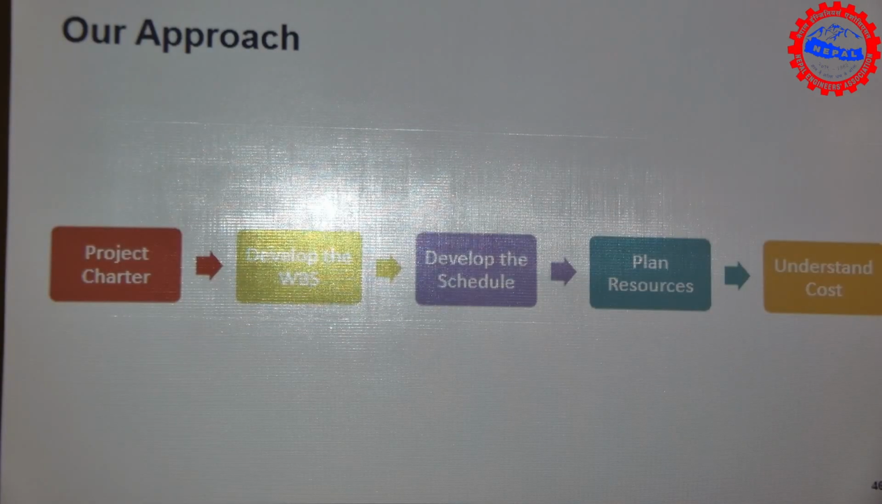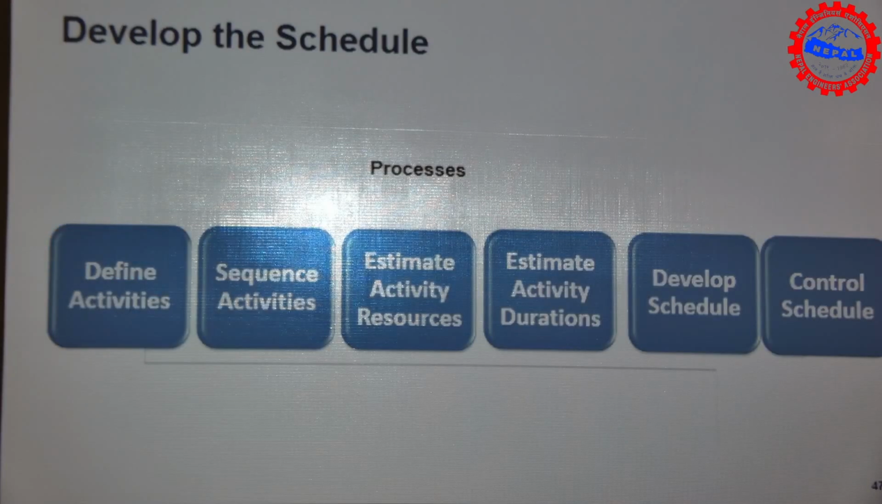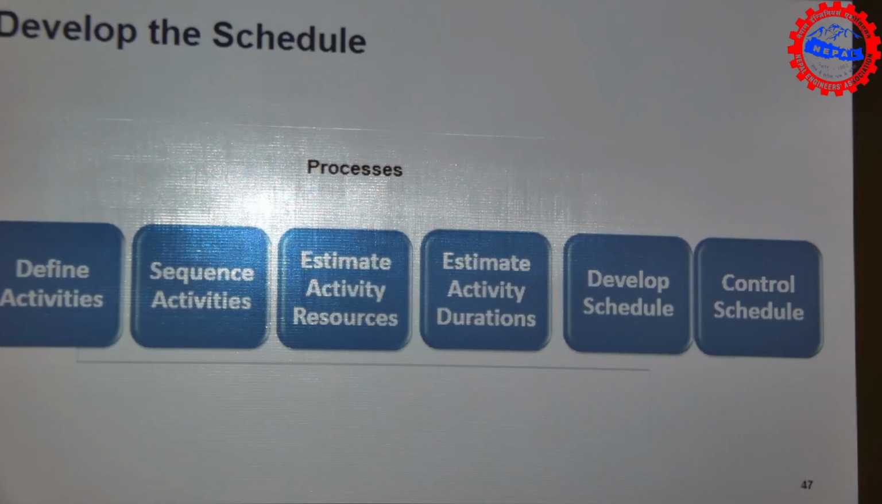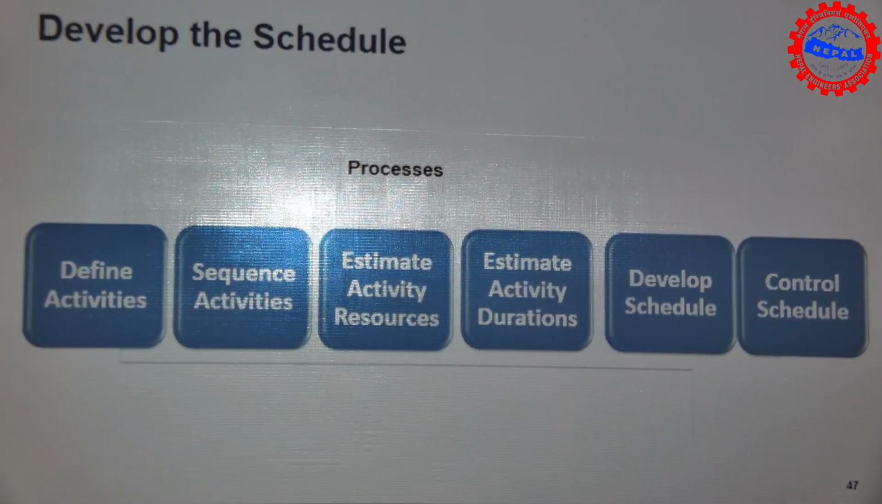What is our approach when making the planning? First, we talk about the project charter. Then we develop the work breakdown structure, develop the schedule, plan the resources, and then understand the cost for all of that. So this is just a standard process when you're going to develop a plan. But when you develop the schedule, where you talk about the bar chart, time scale, you have to list the activities, then the sequence. That is the most challenging. Which is the start and finish.